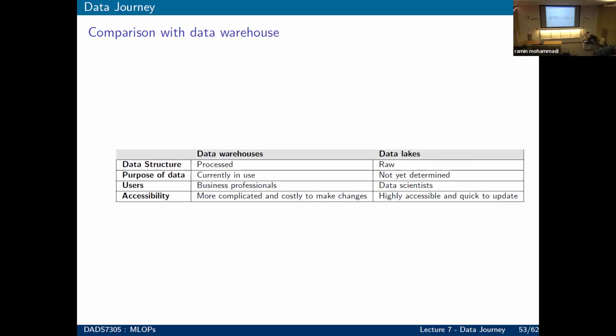Now, data warehouse versus data lake: processed versus raw data, currently in use versus not determined yet. Business professionals versus data scientists, costly to change versus highly accessible. You can just dump the data over there. So if you're working on something that's part of your product, and you're not sure what database you need to use, or what to do with this data yet, or for your logs, just dump it somewhere that you can access later. You can normally have some retention policy also, that, hey, after 2 years, if I didn't touch this data, I start eliminating it to reduce cost, basically.